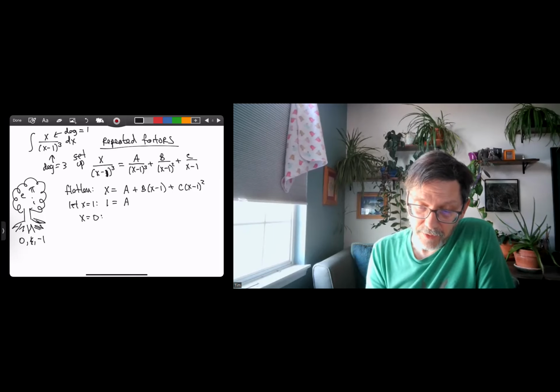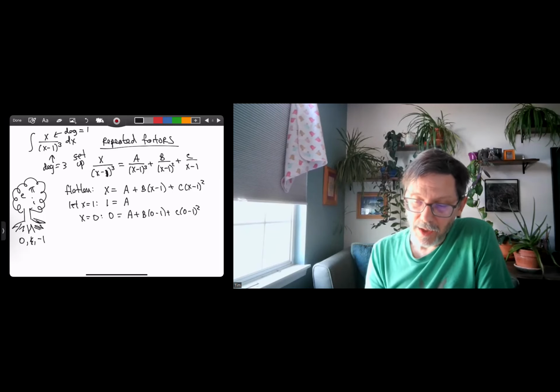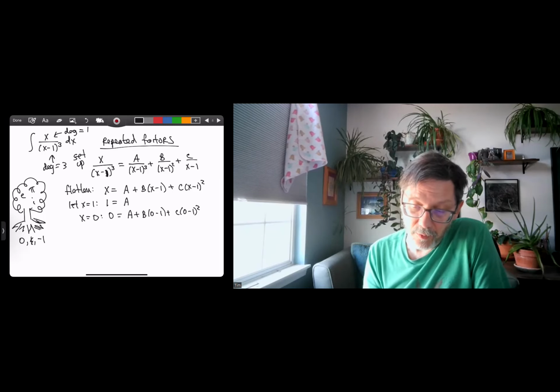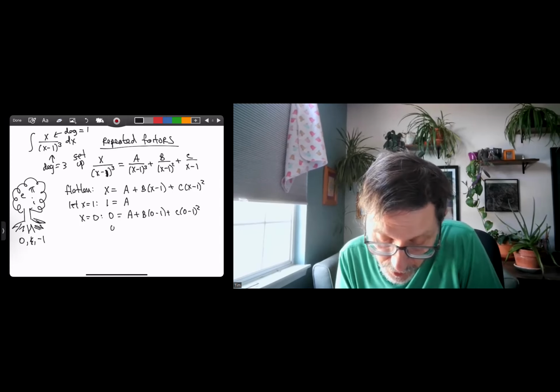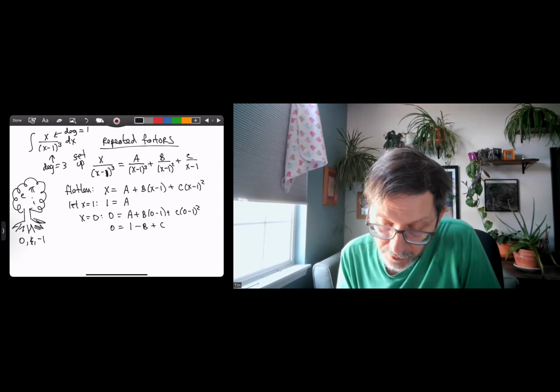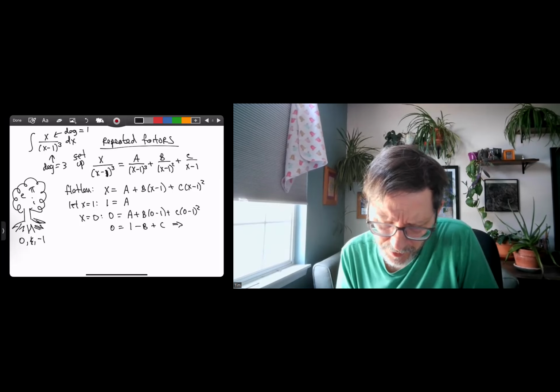And when x equals 0, I've got 0 equals a plus b times 0 minus 1 plus c times 0 minus 1 squared. Now I've got to work this through. I already know a equals 1, so I'm going to replace a with 1. So I've got 0 equals 1 minus b plus c. I like to put all my constants on one side with my equations. So I've got negative b plus c equals -1.